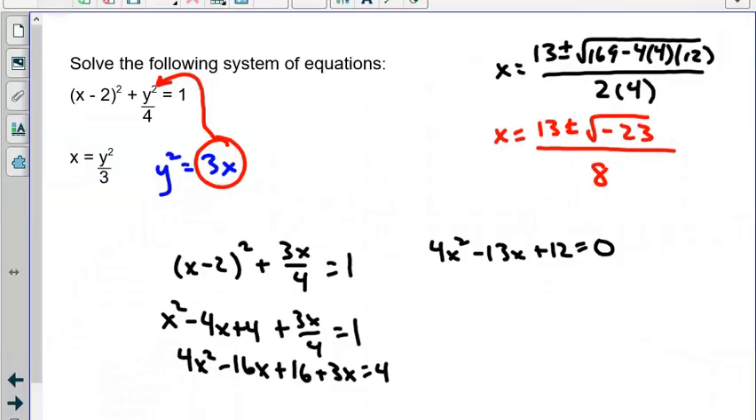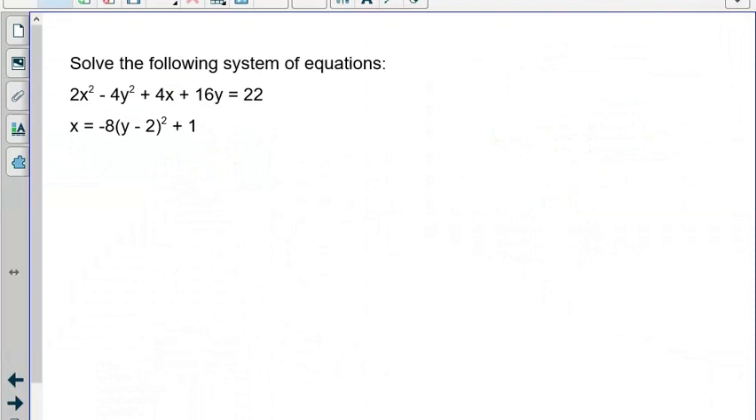Second problem. Solve the following system of equations. Okay, why would we have to do something like this? This is much harder. Well, the reason is you're in Honors Algebra 2 Trig, and therefore you have to be able to do things like complete the square in order to solve these types of problems.